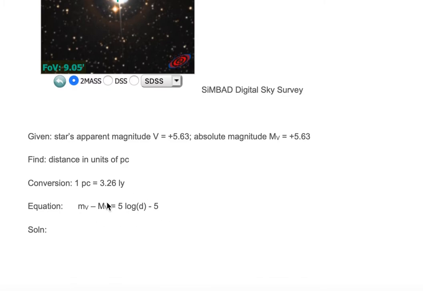The equation we're going to use is small m sub v minus big M sub v is equal to 5 log of d minus 5. Small m sub v is otherwise known as V. Whenever you see a small m, v means the visible band. That means the same thing as just a capital V. We already have that value, 5.63. We know absolute magnitude, capital M sub v, is 5.63. So we can put this in.